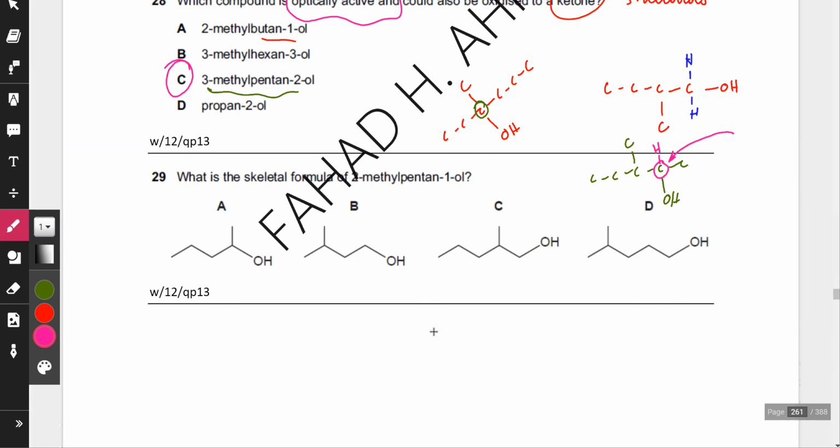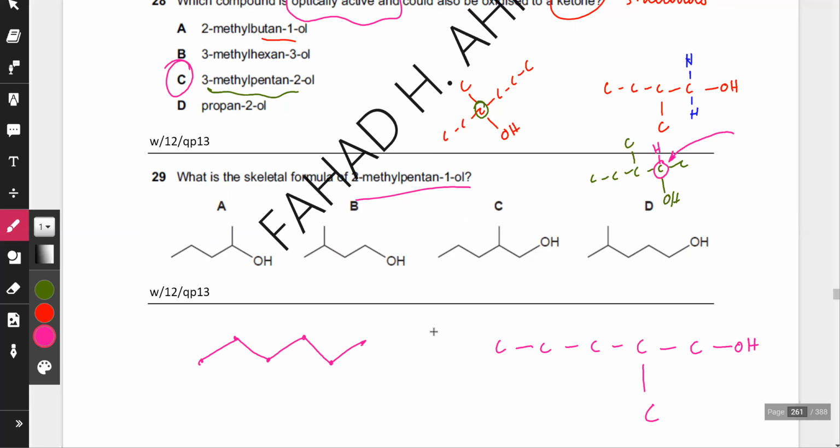Next one is what is the skeletal formula of 2-methyl pentan-1-ol? So pentan-1-ol. Pent, that's 5. 1, 2, 3, 4, and 5. 1-ol means the OH is on the first one, and 2-methyl means one carbon here. So draw the skeletal formula. That's 5 carbon atoms in a row. So that's 1, 2, 3, 4, and 5.